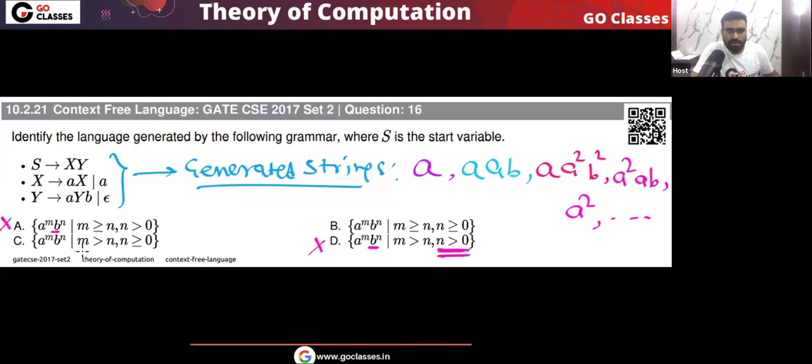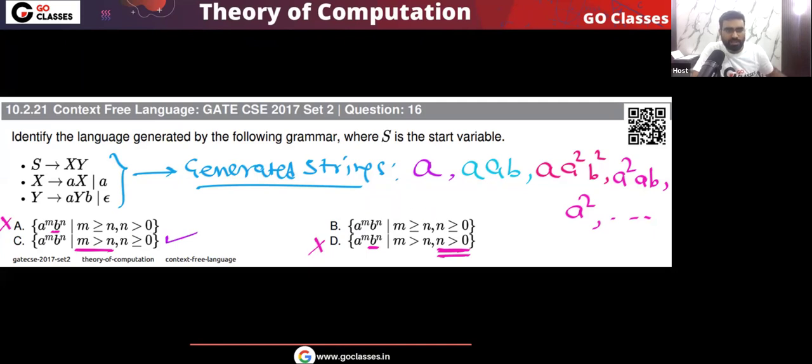So look at option C. Option C is saying that M is greater than N. This is what option C is saying, that M is greater than N. Then tell me one thing. Look at all these strings, is it possible that I can generate number of A equal to number of B? It is not possible. Actually the answer will be option C.